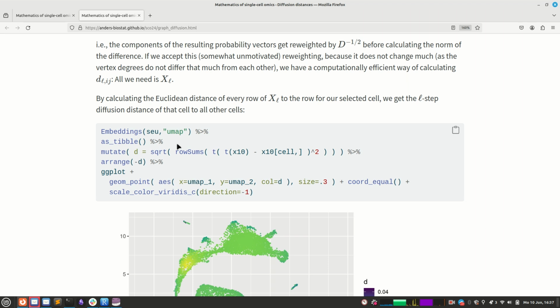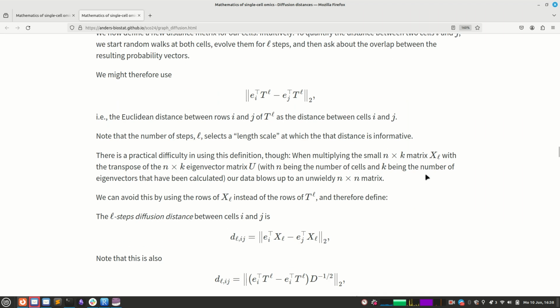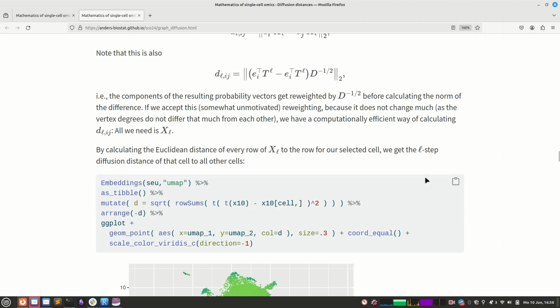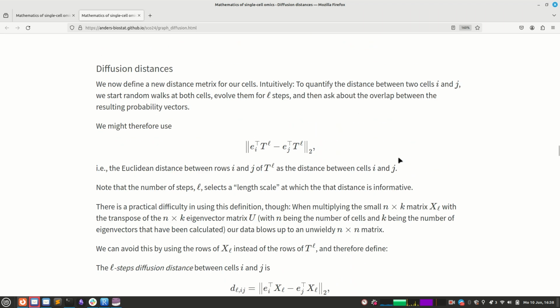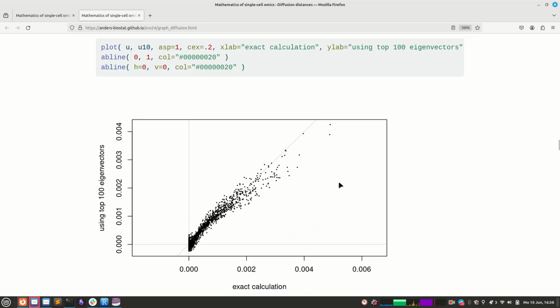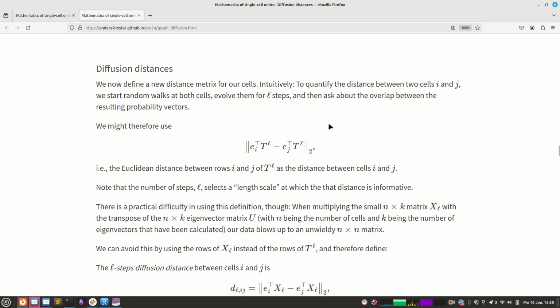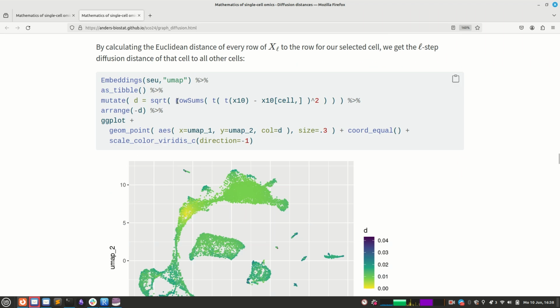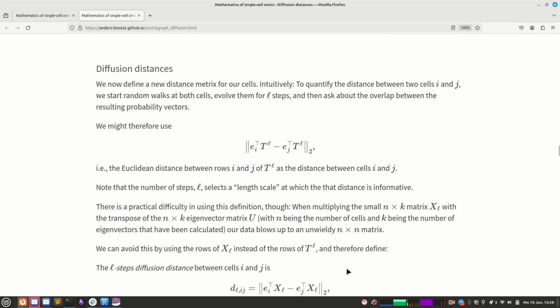Because if we want to try different steps, we have to do this in a manner which makes our life easy. So let's first skip our test steps and stick to the length scale I have used here, L equals 10, so 10 steps. And as I said before, our first idea might be to start at a cell I, evolve 10 steps, do the same at a cell J, and compare the two probability vectors.